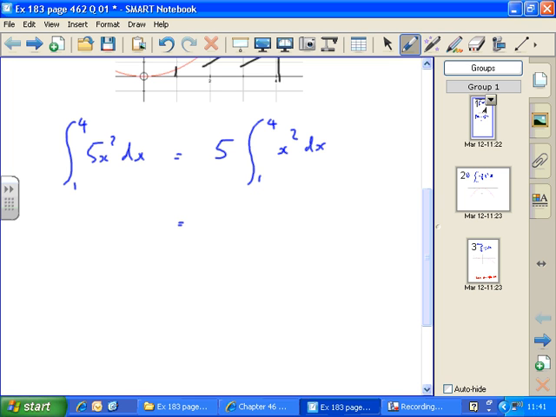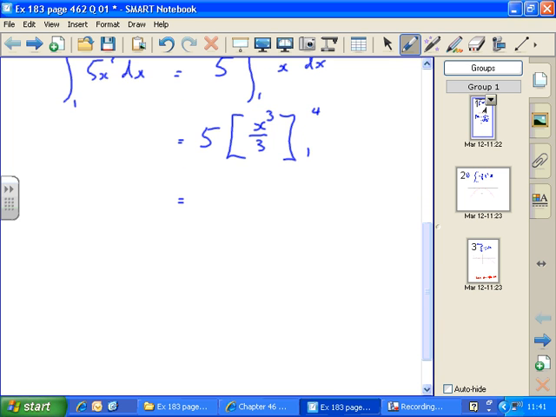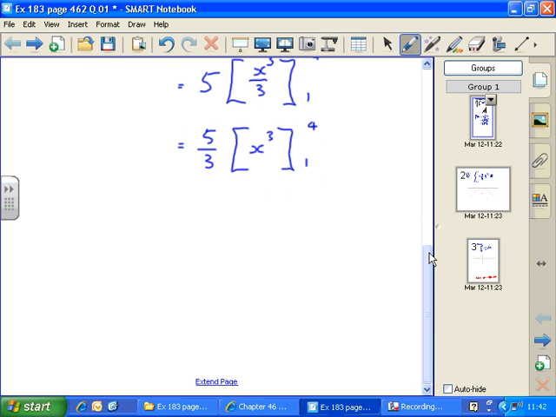Now integrating x squared, add 1 to the power divided by the new power. This equals x cubed over 3 between the limits 1 and 4. Again, I can bring the divide by 3 outside and divide the 5 by 3, leaving just x cubed inside the bracket. But again, you don't need to. You get exactly the same answer if you left the 3 inside. It just makes the arithmetic a little bit easier.